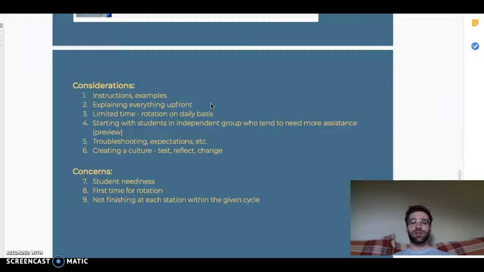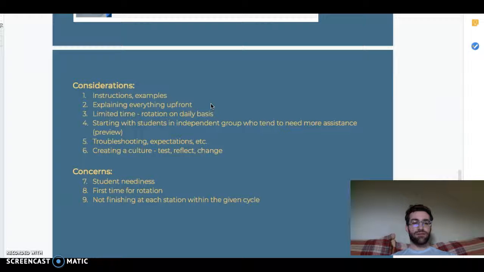Troubleshooting and expectations I've included. I know we discussed this and it's important, and I agree with that, and I think it's probably going to be very helpful. And then lastly, creating a culture. I think this is kind of the opportunity to do this and get it right. So test what I have, reflect, and then hopefully change it if it needs to change, which I'm sure it will, being that it's the first time that I'm really doing this.